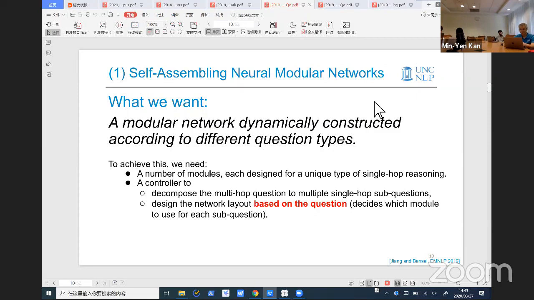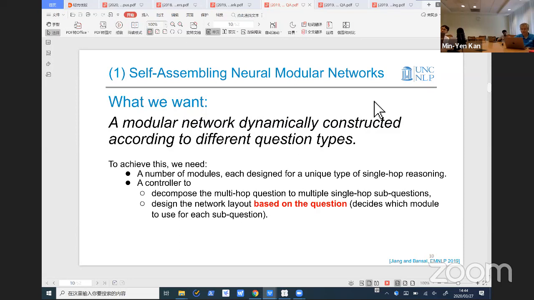They define some basic modules, and each module is only responsible for one specific type of reasoning. For example, a comparison module, a locating module, or a describing module. When you have a complex question, it is actually composed of these basic modules in a specific way. So they first understand how this complex question is composed, and then based on the reasoning types, they compose these blocks together to form a question-specific neural network architecture.